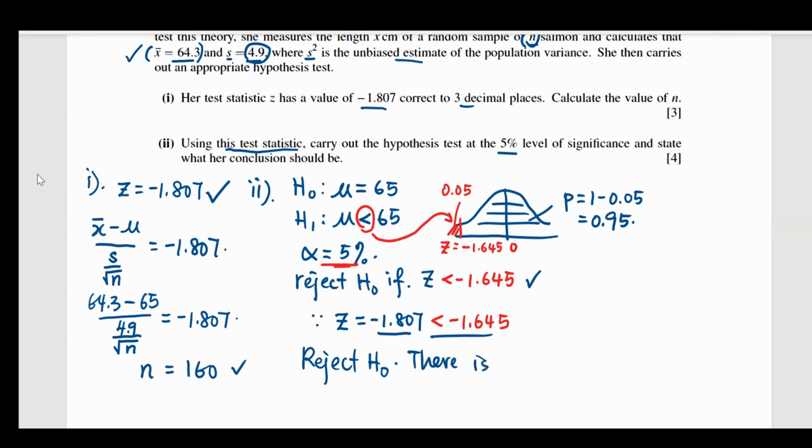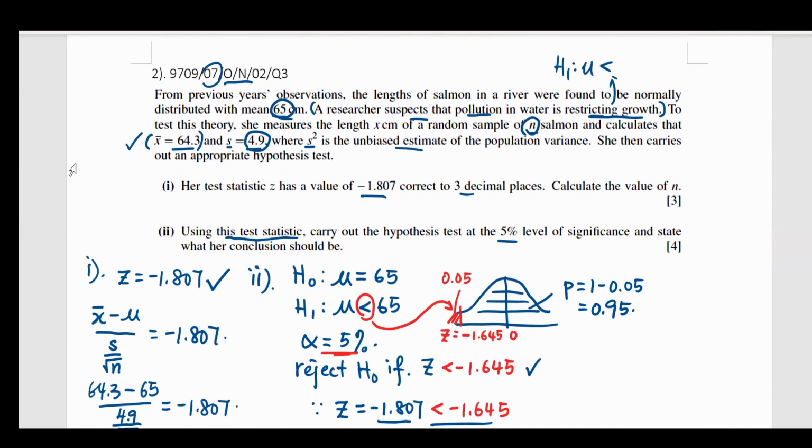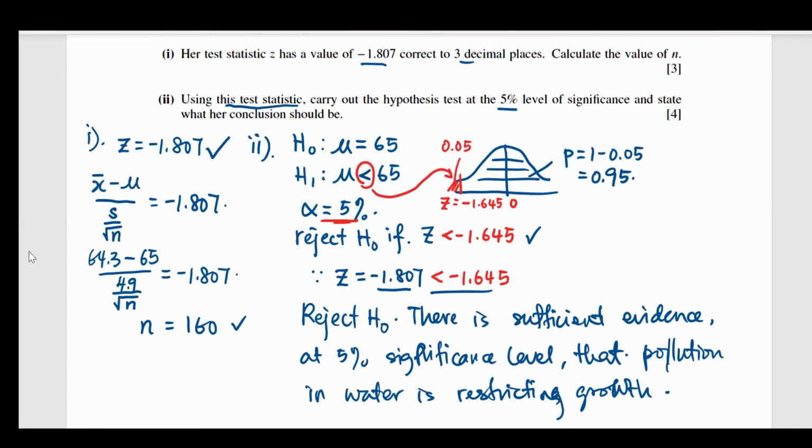So there is sufficient evidence at 5% significance that the pollution in water is restricting growth. We rejected H0, and our H1 suggests that the length of this salmon fish is less than 65, which means that growth is restricted.